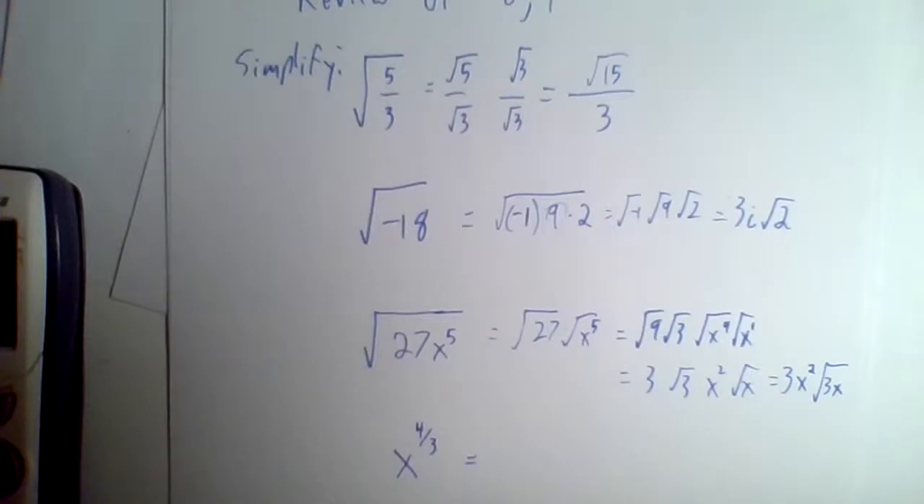And that, I don't know if it looks to you as simpler than the square root of 27x to the 5th, but it is. We shrunk the radical. That's our goal on those things. If we can't get rid of the radical, it's at least to shrink it down.